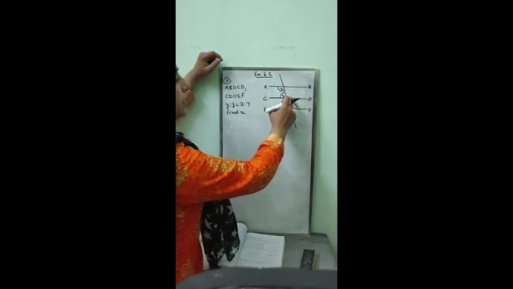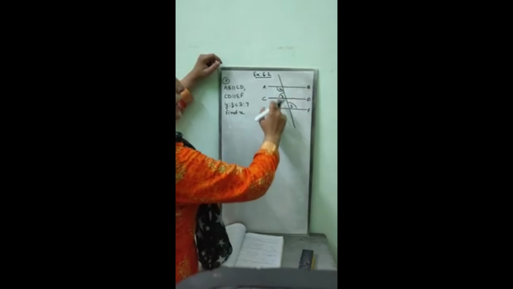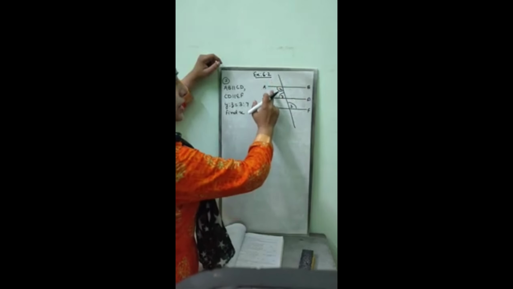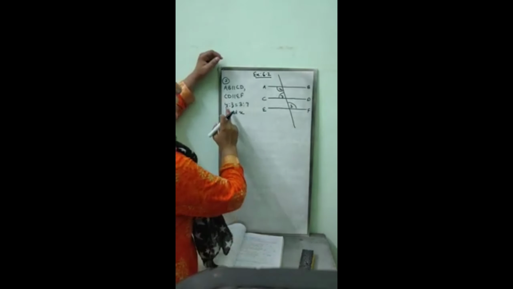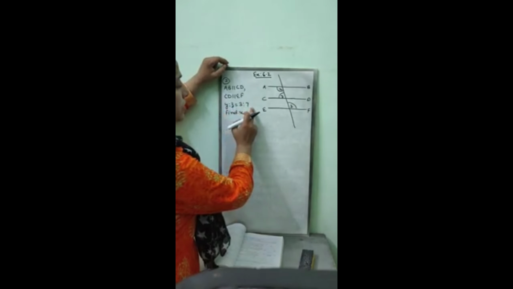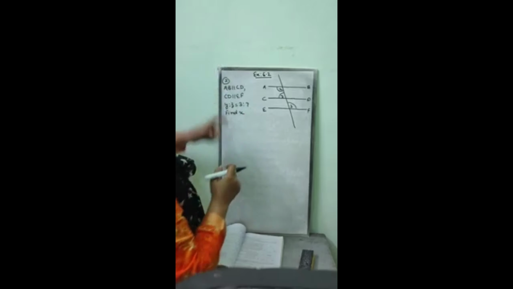Yes students, now we are going to start with sum number 2, exercise 6.2. He is saying AB parallel CD and CD parallel EF. It means these three lines are parallel and this is transversal, making angle X, Y and Z with the lines. Now Y ratio Z is equal to 3 ratio 7. You will find X with the help of Y and Z.